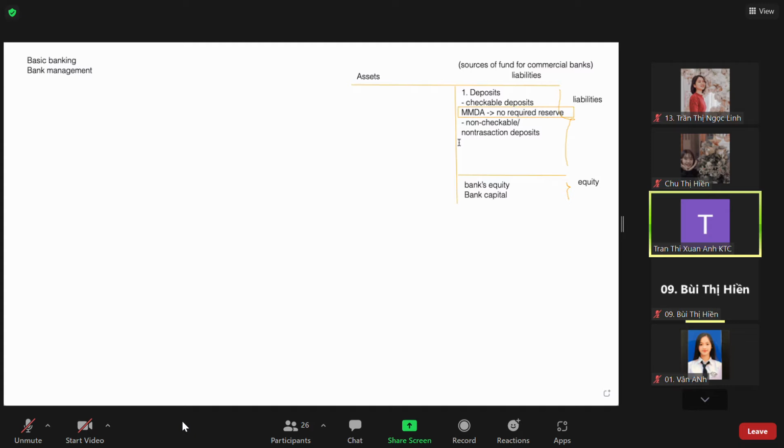All right, that is checkable deposit and non-transaction deposit. In non-transaction deposit, I need you to always remember saving account and time deposit, right? Saving deposit and time deposit. In Vietnam, we call them tiền gửi có kỳ hạn. And checkable deposit, we call demand deposit, because this will be withdrawn or paid on demand of the client.